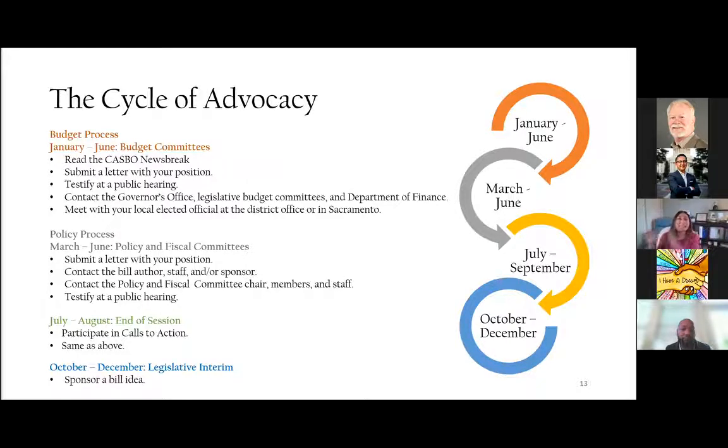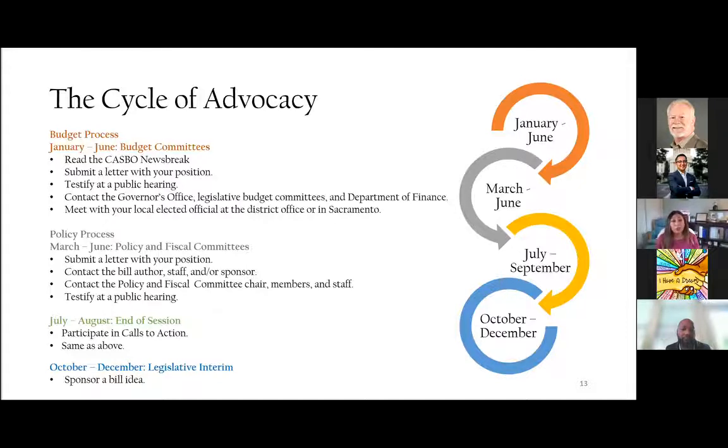Testifying is the last thing we do. It's not the first thing. It's the most public venue, but we do a lot of the grunt work behind the scenes. And then July through August, participate in calls to action. Get involved, write letters, let people know, hey, I'm here, I'm calling, I'm picking up the phone. Put me down as someone who supports these bills.